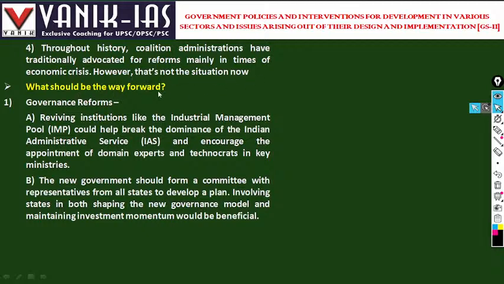What should be the way forward? Government reforms, reviving institutions like the Industrial Management Pool, would help break the dominance of the Indian Administrative Service and encourage the appointment of domain experts and technocrats in key ministries. So, this IAS domination will be reduced to some extent and experts will be appointed in different departments to look after them.